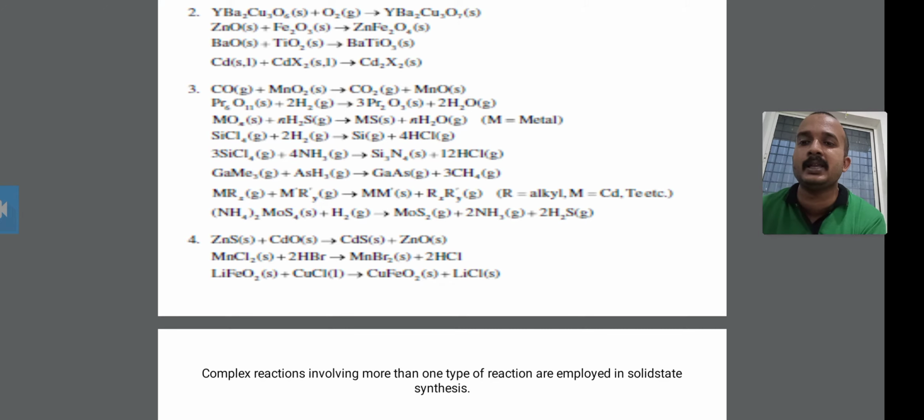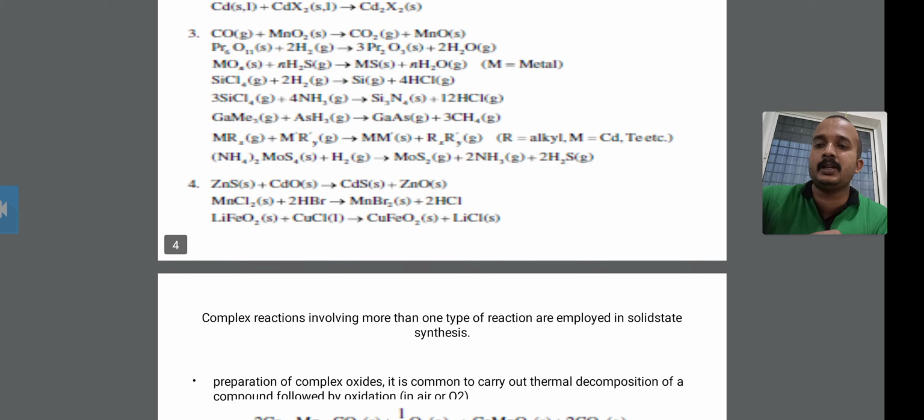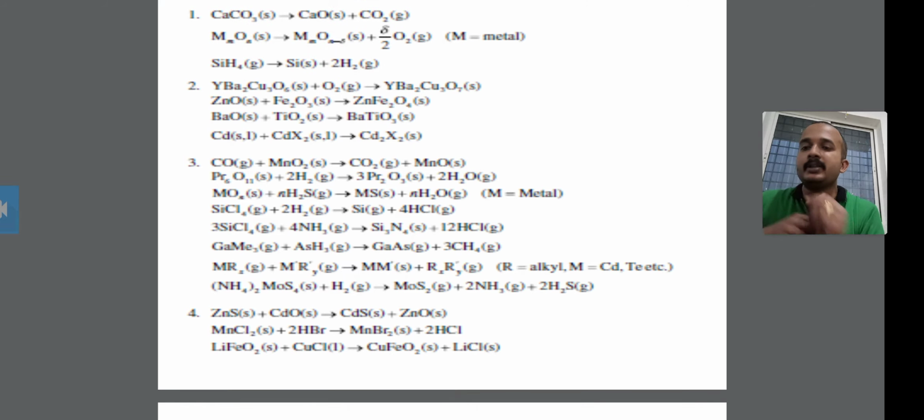The Pr2O3 solid forms, and water vapor is formed as the second product. Then silicon tetrachloride gas plus H2 gas forms silicon, and that silicon plus 4 times HCl gas. This is the third reaction, and this third example is of the metathetic reaction.